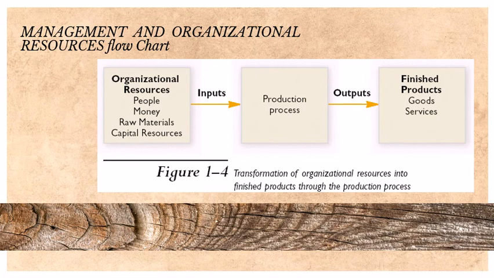So, the management and organizational resources flow chart. So, we have the figure 1.4, the transformation of organization resources into finished products through the production process. So, kung mapapansin mo, ito yung kadalasang IPO, input, process, and output. So, ini-input natin yung mga organizational resources natin, yung apat. The people, money, raw materials. So, ipapasok natin siya in the production process. So, what will be the output? The output niya, kailangan yung finished products, goods or services niya. So, makikita natin what will be the result.